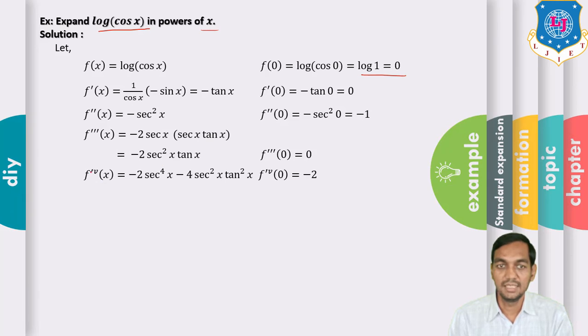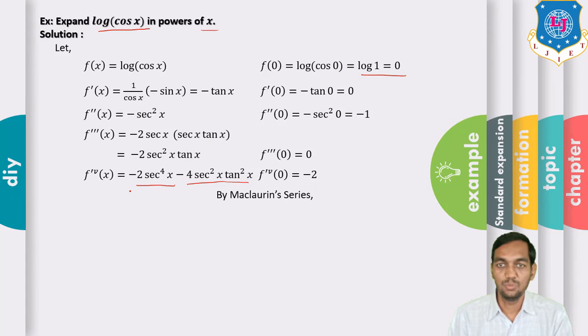Same method for f four dash, that will be a u into v. First derivative of tan is sec square, minus derivative of sec square is 2 sec x into sec x tan x. So you will have minus 2 sec raised to 4 minus 4 sec square x into tan square. And if you put the value 0, then this is going to be minus 2.